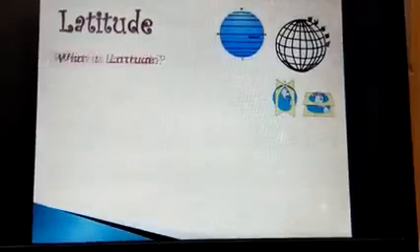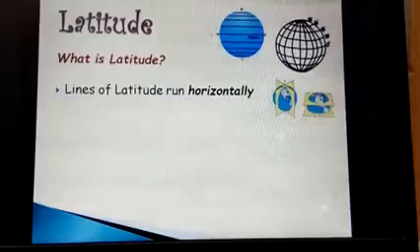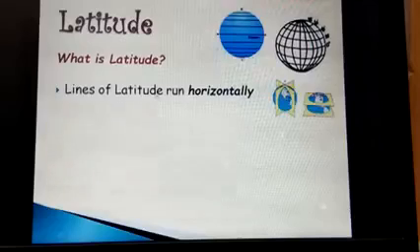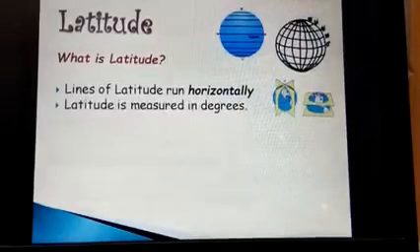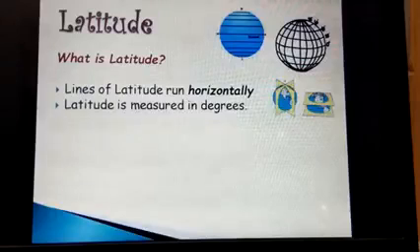So what is latitude? Latitudes are the lines which are drawn horizontally on the earth or on the globe. Here you see from west direction to east direction, we draw several lines. These are straight lines, horizontal to each other, and one direction is west, another direction is east. So latitudes are the lines which run horizontally. Latitude is measured in degrees. So what is the degree of the equator? We can say that it is 0 degree.